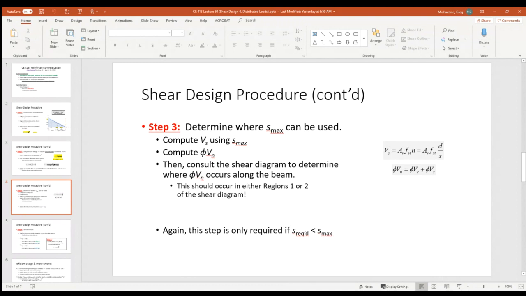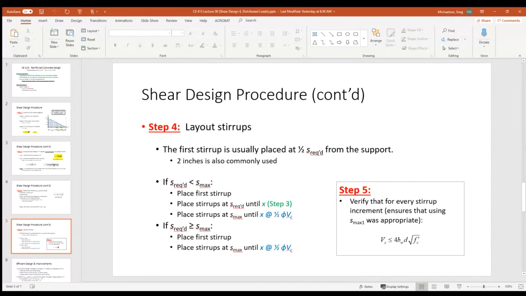And don't worry if I'm throwing a lot of details at you. I know we've seen a lot of this stuff before, but also, we're going to have a very straightforward start to finish example with all of this in a little bit. So what you then do is consult the shear diagram to figure out where phi Vn occurs along the beam. This is one of the reasons why you identify region 1 and region 2, because that should be in either region 1 or region 2, most likely in region 1, right before region 2 starts.